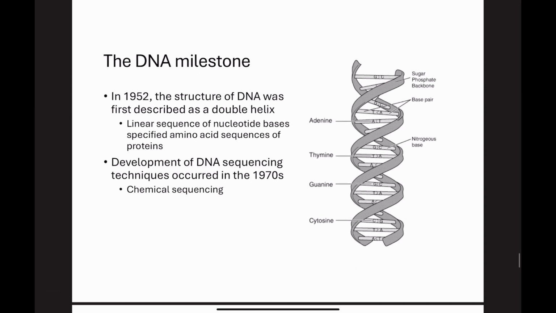So, the structure of DNA was a big milestone for us. This structure was first described in 1952 as a double helix. This discovery laid the foundation for understanding how the linear sequences of nucleotide bases specified the amino acid sequences of our proteins. And by the 1970s, the first chemical techniques for DNA sequencing were being developed, which is what paved the way for future innovations.